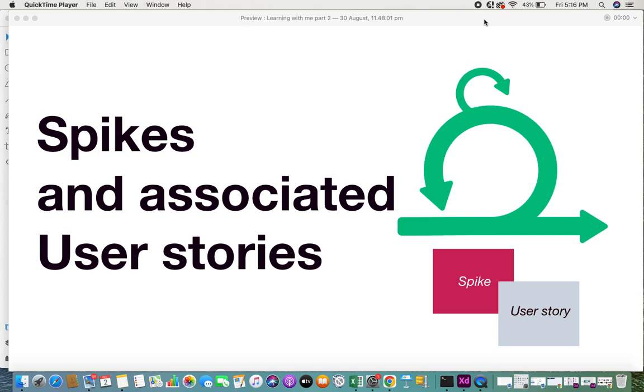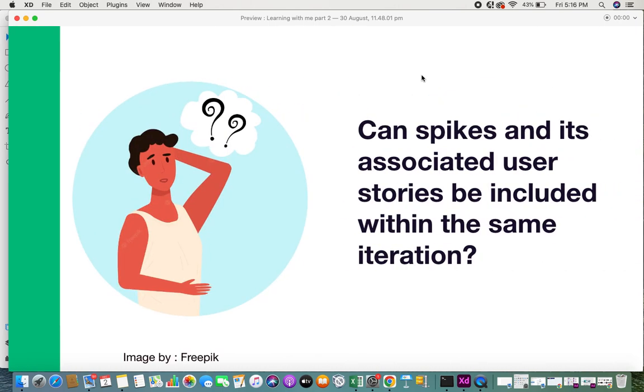So, there's one question for teams who work with iterations and with user stories and spikes. So, can spikes and their associated user stories be included within the same iteration? Now we deal with different iterations in the agile methodology and framework. If you're dealing with it, have you ever thought about this particular aspect of adding spikes and their associated user stories to the same iteration?